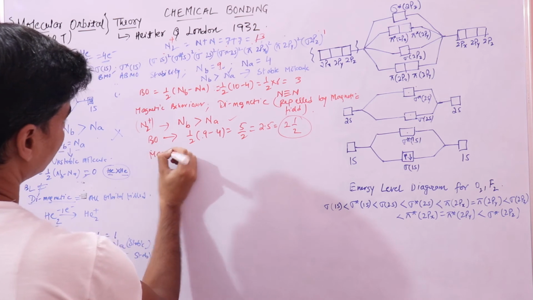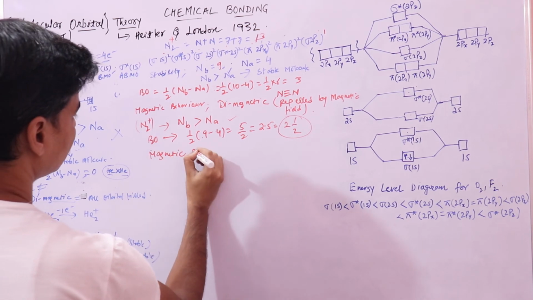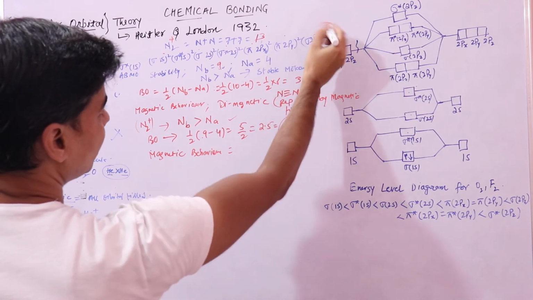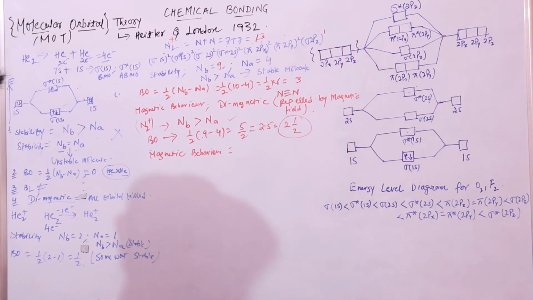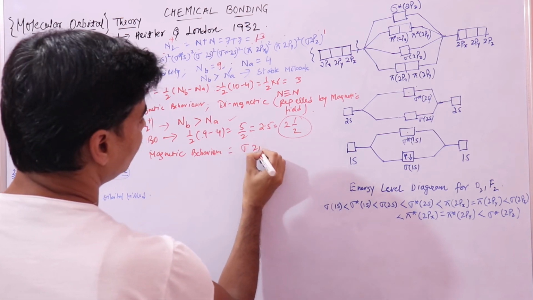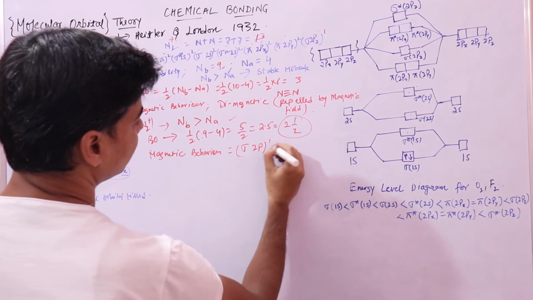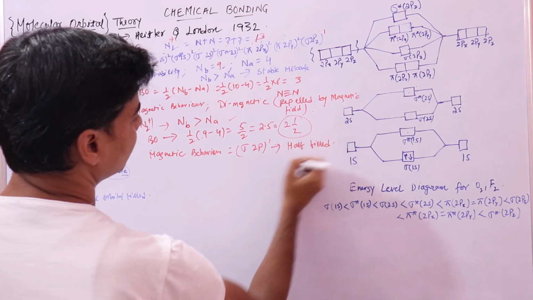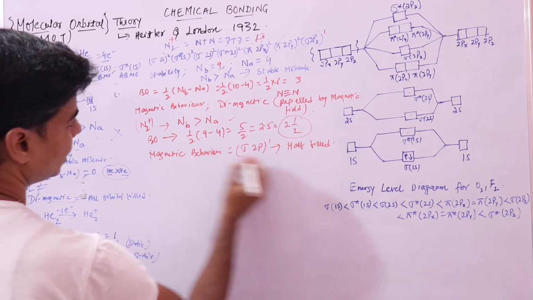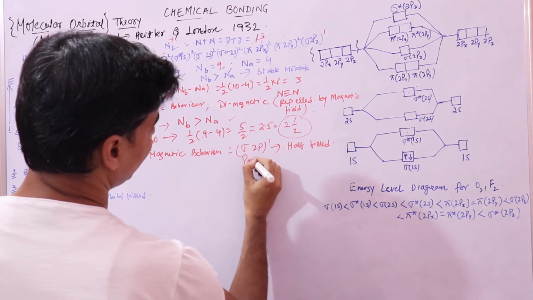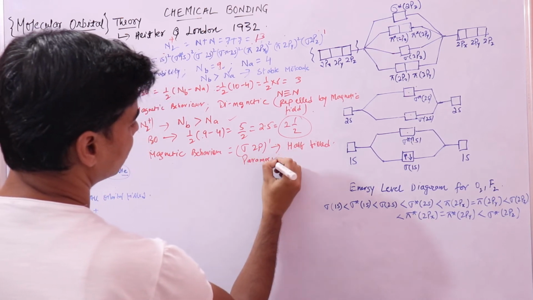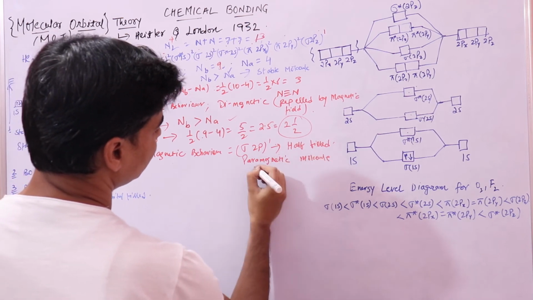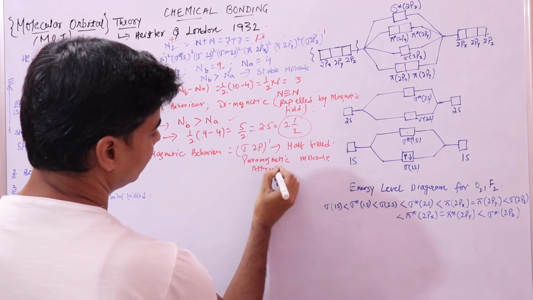And when we talk about its magnetic behavior, now it has one half filled orbital, 2pz1. So what would be its magnetic behavior? It's a paramagnetic molecule. By saying paramagnetic molecule, that means it would be attracted by the magnetic field.